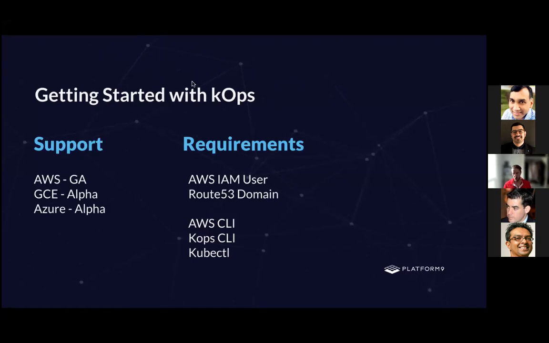Up front, let's look at Kops. What does it support right now? In general, availability for support is AWS, while Google and Azure are in alpha. And there's a few other smaller providers out there that we find on the Kops documentation in various states of alpha and beta. Today, we're looking at AWS specifically.